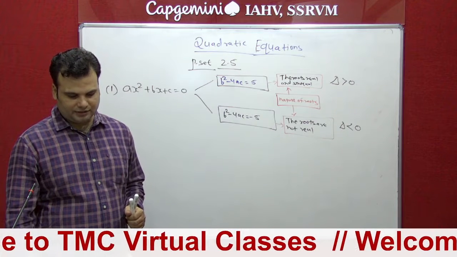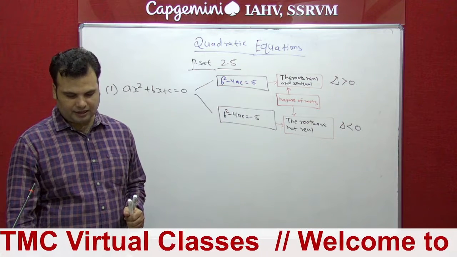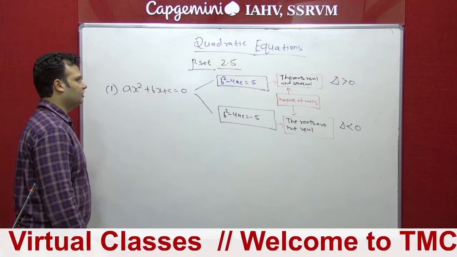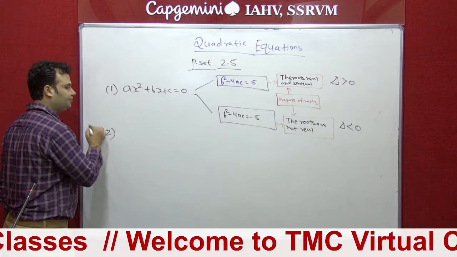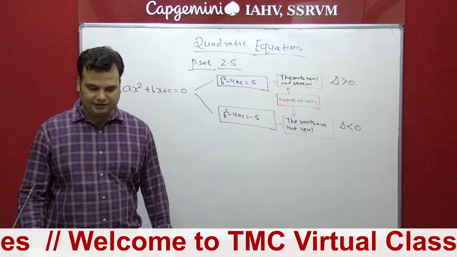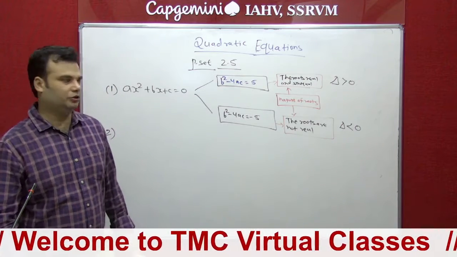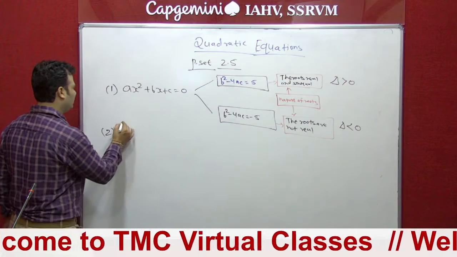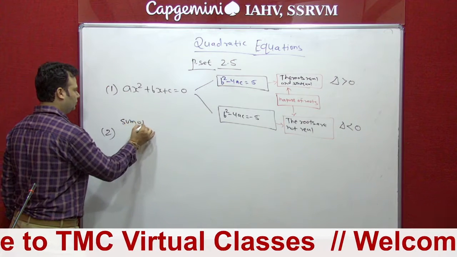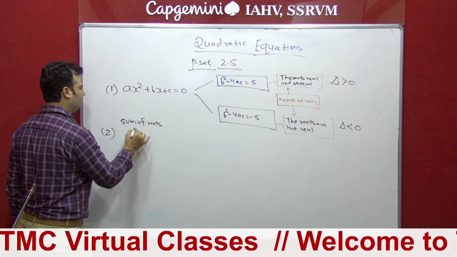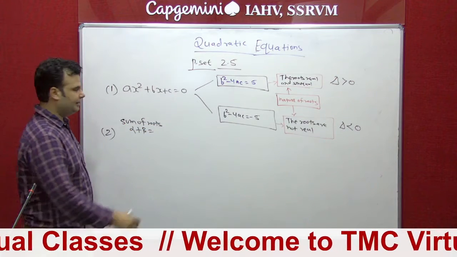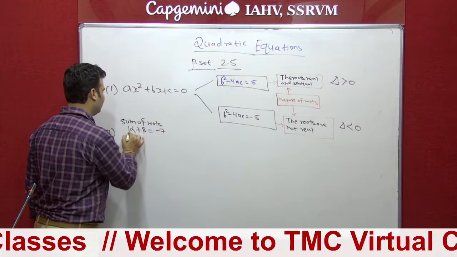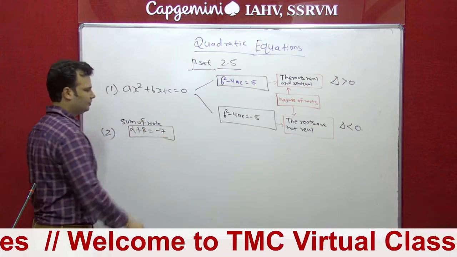Then the second question is given: the sum of the roots and their product are given, and we have to form the quadratic equation. Second activity based question. It is given that the sum of roots. Sum of roots means what? There are two roots, so alpha plus beta is given, that is minus 7.